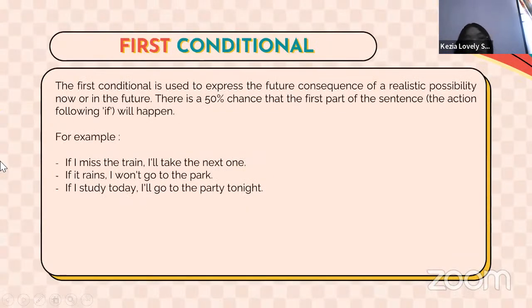First conditional. The first conditional is used to express the future consequence of a realistic possibility now or in the future. There's a 50% chance that the first part of the sentence, the action following if, will happen. For example, if I miss the train, I'll take the next one. If it rains, I won't go to the park. If I study today, I'll go to the party tomorrow.